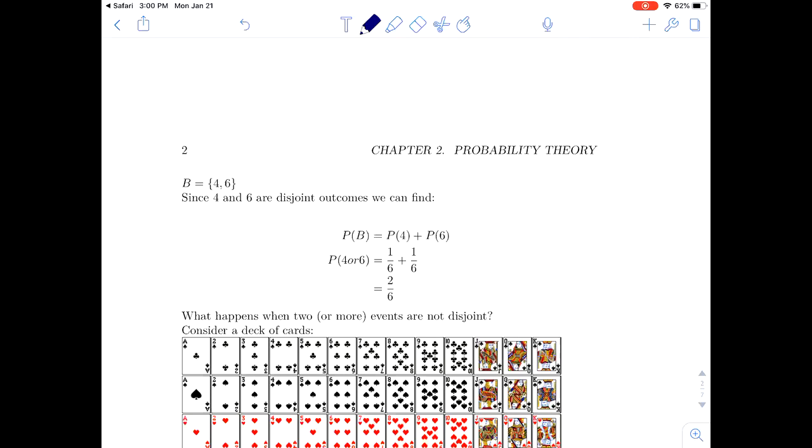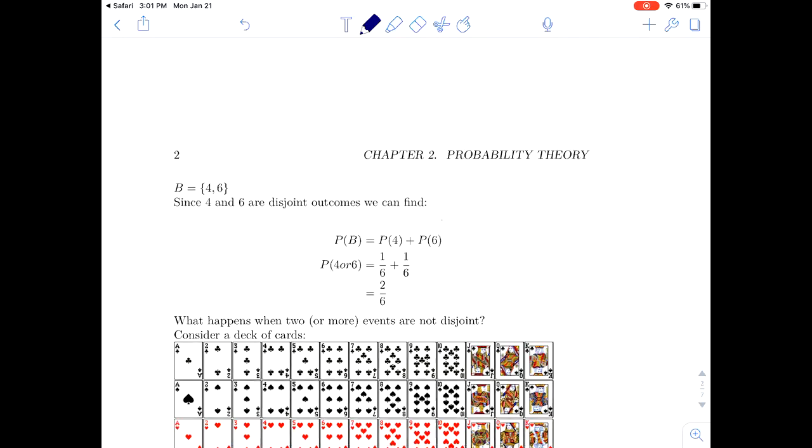This is a special case because four and six are disjoint. We'll talk about just here what happens when they're not disjoint, right? But just to introduce the idea, what we would do is, well, the probability of B is just the probability of four plus the probability of six because they're disjoint. So the probability of four or six is one in six plus one in six, so you can just add them up. Right? But this is a special case for disjoint outcomes. So I'll make a note here. We can only do this if the outcomes are disjoint.